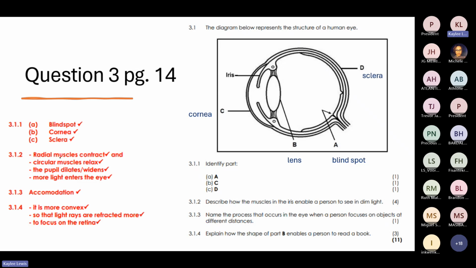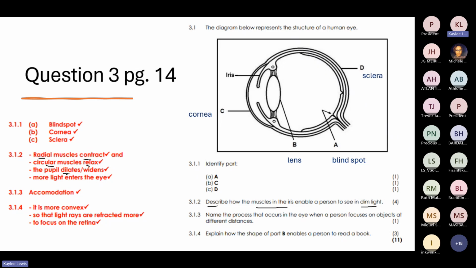So remember, we've got 2 muscles in the iris and they work oppositely, antagonistically. Your radial muscles will contract, your circular muscles will relax, and as a result, your pupil dilates. So that's going to get you your 3 marks because we're describing how the muscles in the iris allow a person to see in dim light. So we spoke about the 2 muscles. Radial muscles contract, circular muscles relax. And remember, I picture the radial muscles pulling the pupil wider. That's just how I remember it.